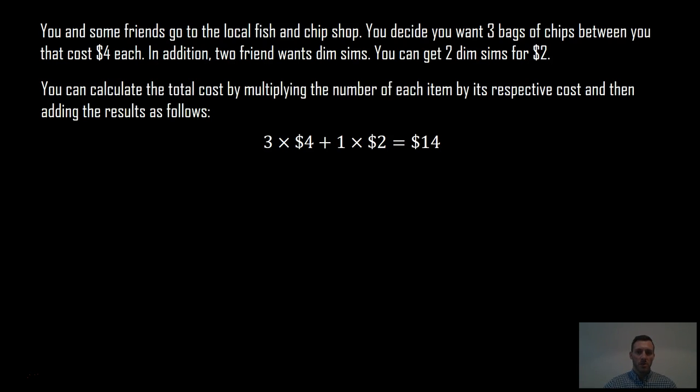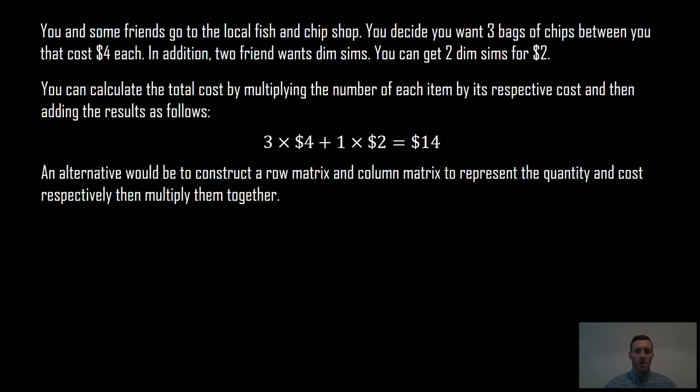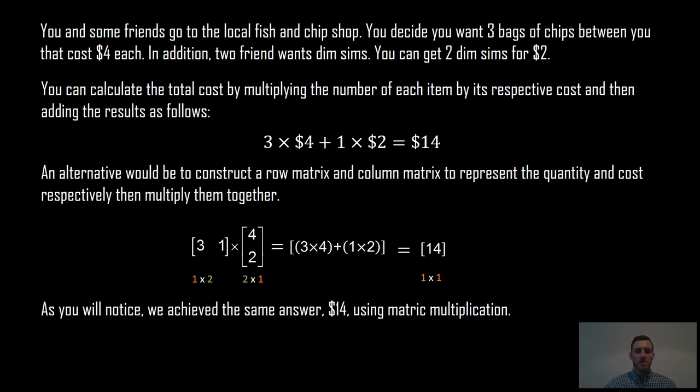An alternative would be to construct a row and a column matrix to represent the quantity and cost and multiply them together. Here we have a row matrix for the quantity multiplied by the column matrix for the cost. Remember, the number of columns in the first matrix must equal the number of rows in the second matrix, which is 2, and it does. That's highlighted in green. The product of the two matrices is found by multiplying the corresponding elements in each row of the first matrix by each column in the second matrix, and then adding them together. Here we only have 1 row and 1 column, therefore we multiply the corresponding elements and then add them together, and we get 14. Which is a 1 by 1 matrix, which is the number of rows of the first matrix and the number of columns of the second matrix. Here we get the same answer as above, which is $14.